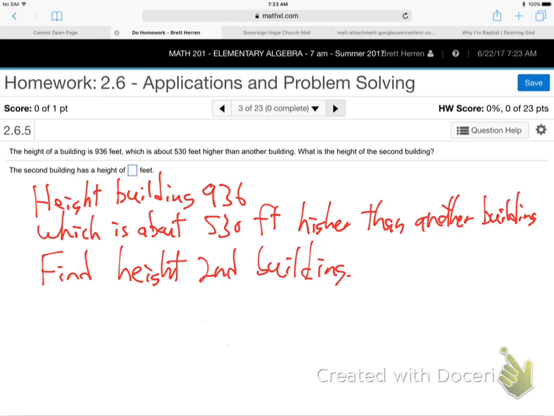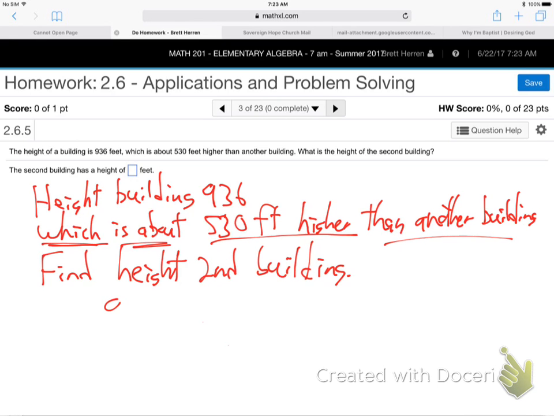I'm not going to use an x here either. Do y'all see that? So the first building is 936. The second is 500 and... Oh, no, that first one is 530 higher than the other. So you just subtract, huh?